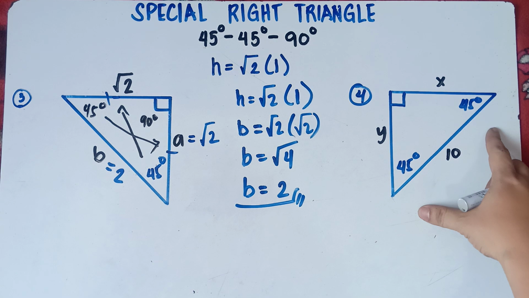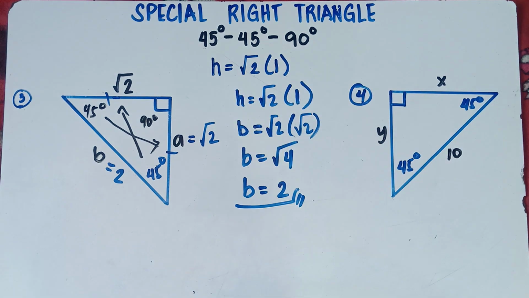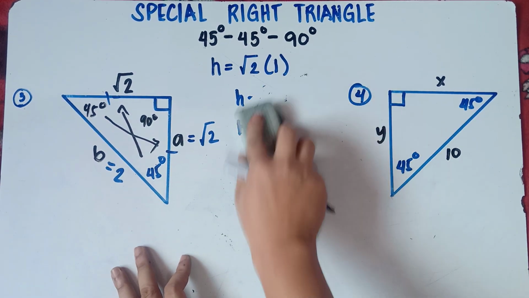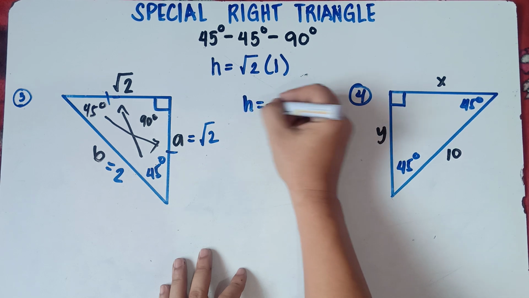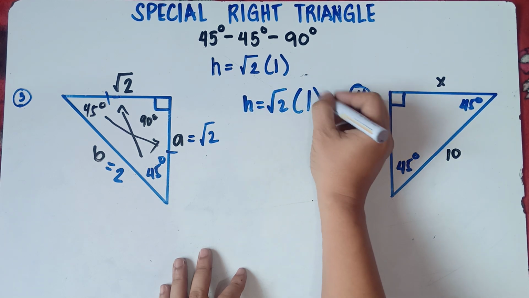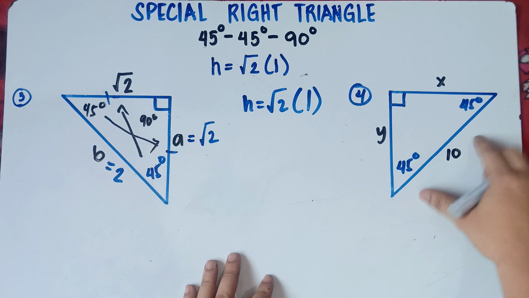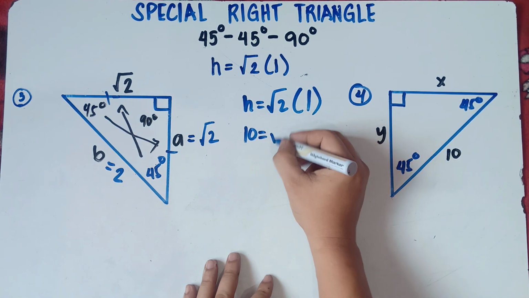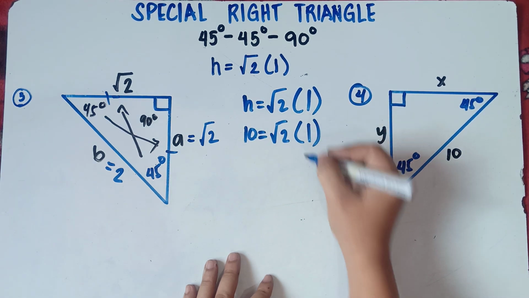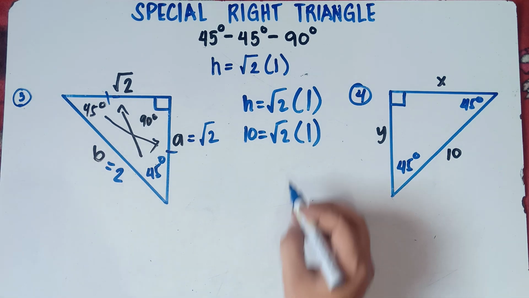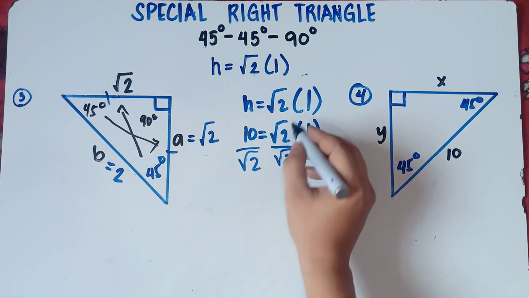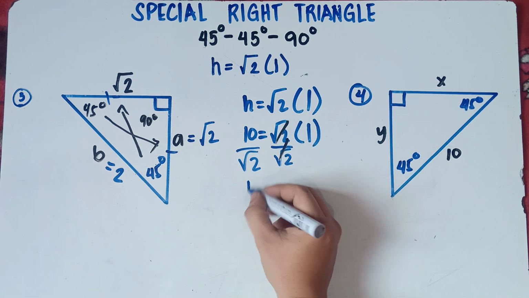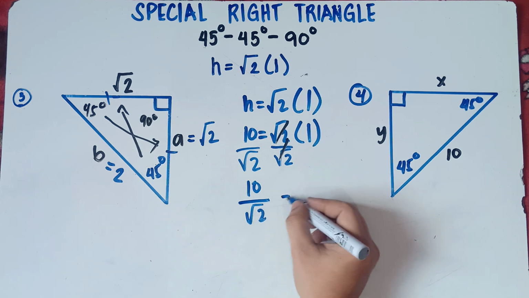Now let's have number 4. So we have given hypotenuse, that is 10. And we're told to find x and y. So we can use the formula. The hypotenuse is equal to square root of 2 times the leg. So 10 is equal to square root of 2 times the leg. To get the leg, you need to divide both sides by square root of 2 so that we can cancel this out. So this will be 10 over square root of 2. And this will be the leg.